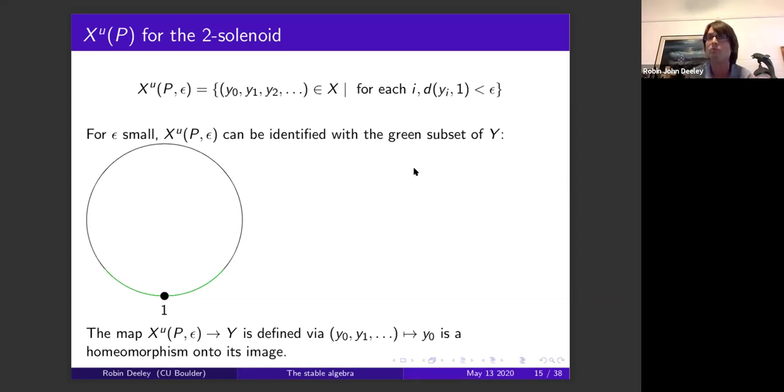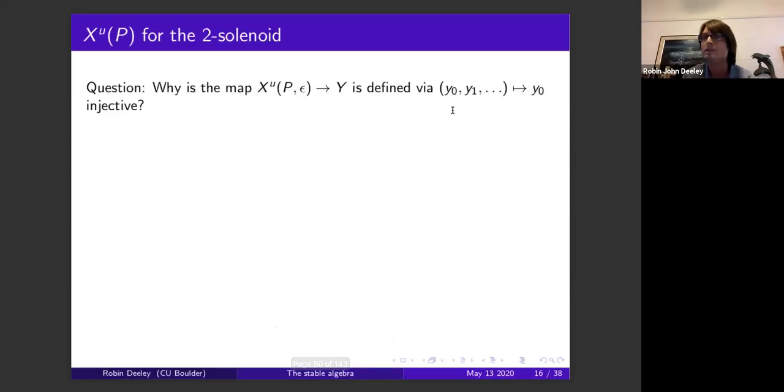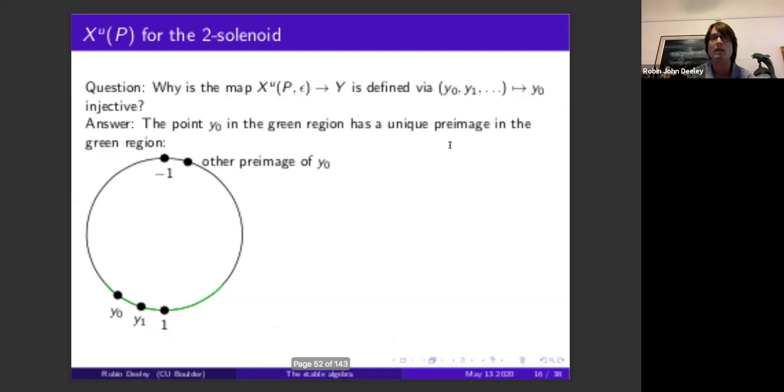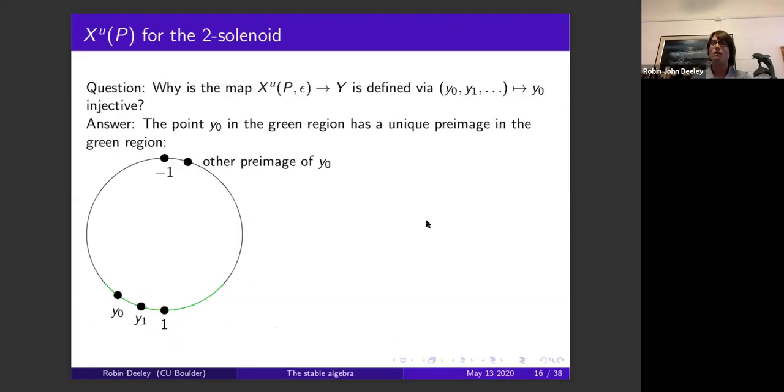And the point is, it really has to do with this constraint that we have on all the coordinates. So let's explain that. Why is this map injective? Let's look at the preimages of a point Y0 in that green region. So here we have a picture of the preimages of, say, this point Y0 here, right? One preimage is looking good. It's very close to P. And another preimage is sitting way up here, far away from P.